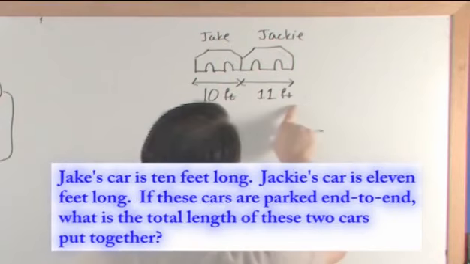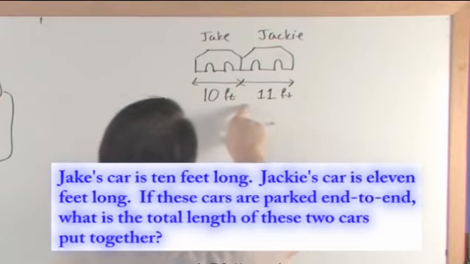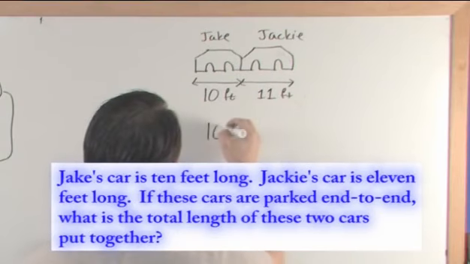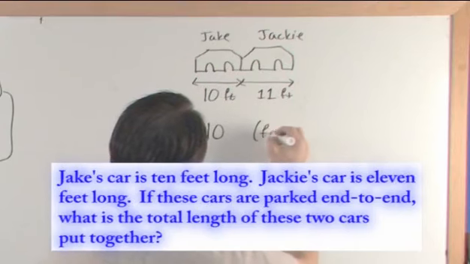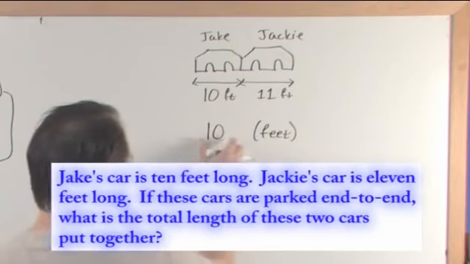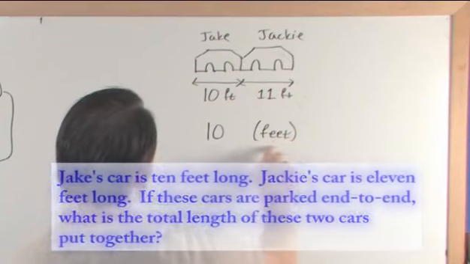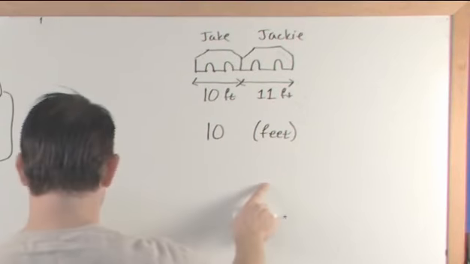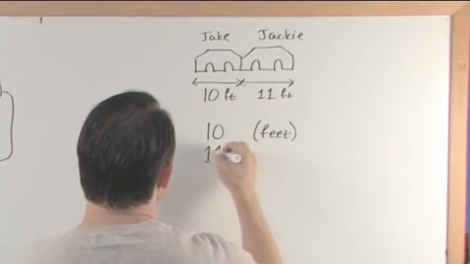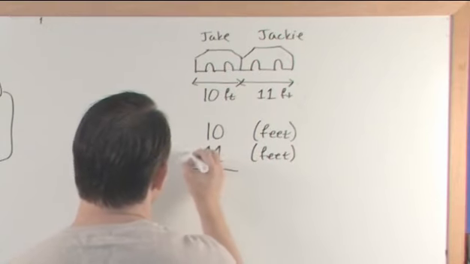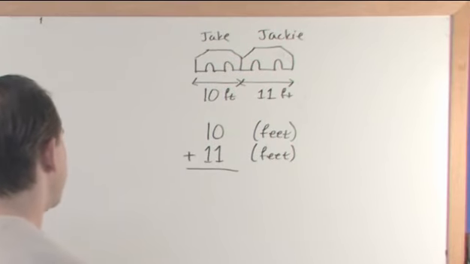What is the total length of the 2 cars end to end? That means we must add them together. That is what we're doing here. Okay, so we have 10, and I'm going to put feet in parentheses because we're adding 10 feet. This is the unit that we're talking about. We have to make sure we understand what we're adding together. So I'm going to remind myself that I'm adding 10 feet, okay? And I'm adding 11 more feet to it, okay? And I'm going to add these two things up.